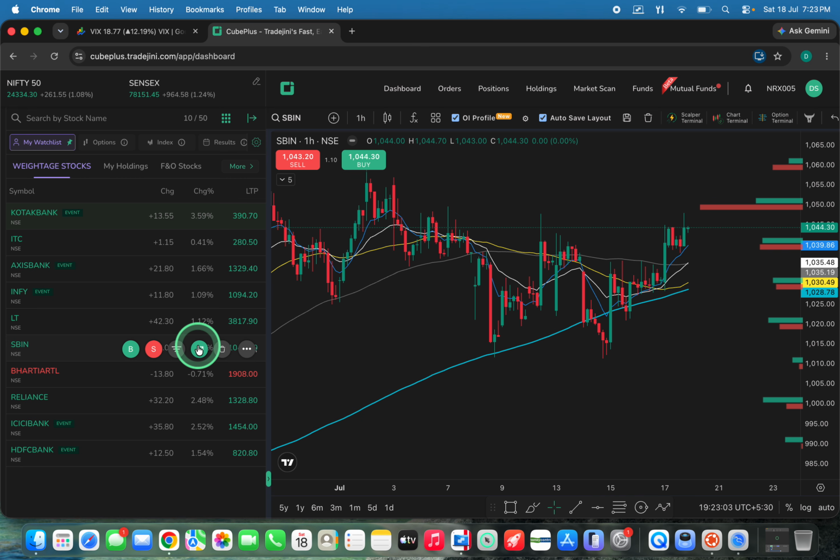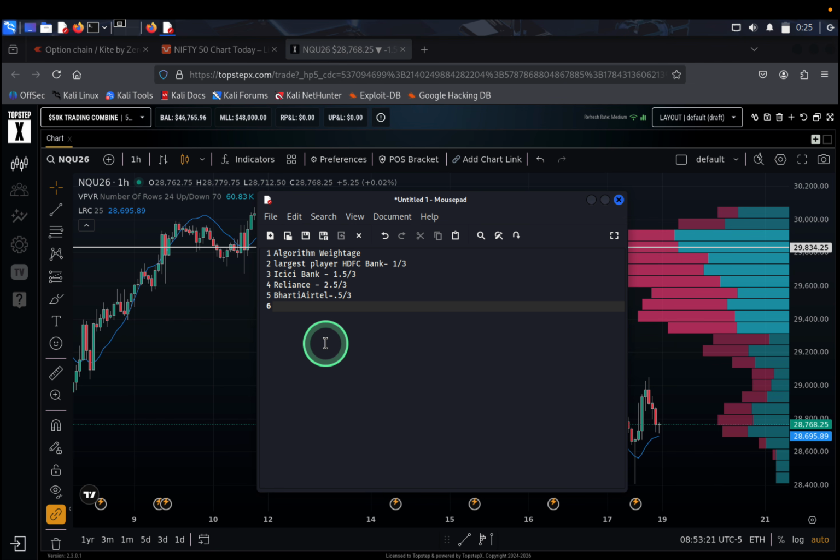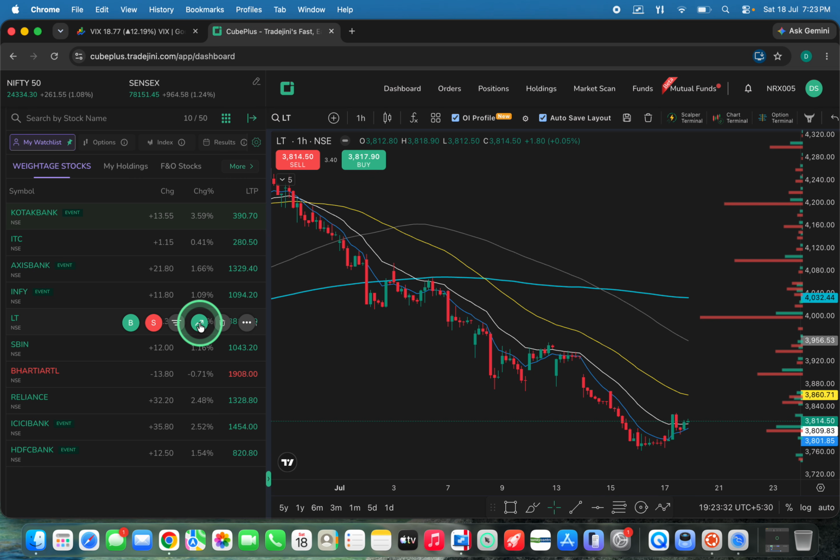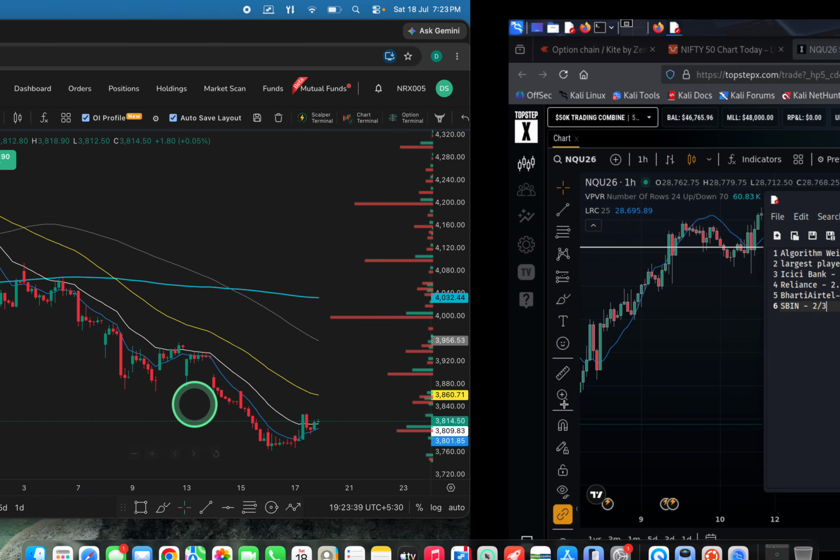SBI is alright, facing a resistance point, but that can turn into short covering. We'll give it a 2. Larsen and Toubro has had a very huge downfall, and mostly sell positions. So we'll give it a negative.